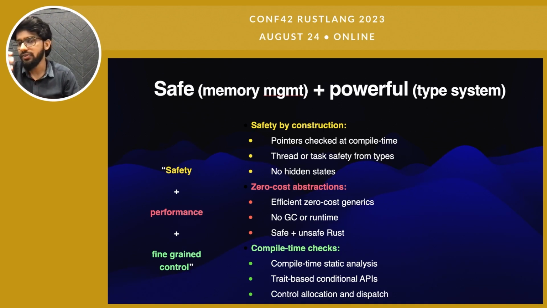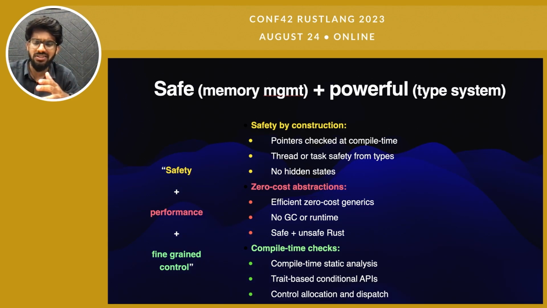So what does it give? It gives three main things: safety by construction, zero cost abstraction, compile time checks. Okay, so what does safety by construction mean? Pointers are checked at compile time. So all the pointers, unless you put them in an unsafe block, everything is safe. You can't just go and access some location and write something into it. Thread or task safety from types, no hidden states.